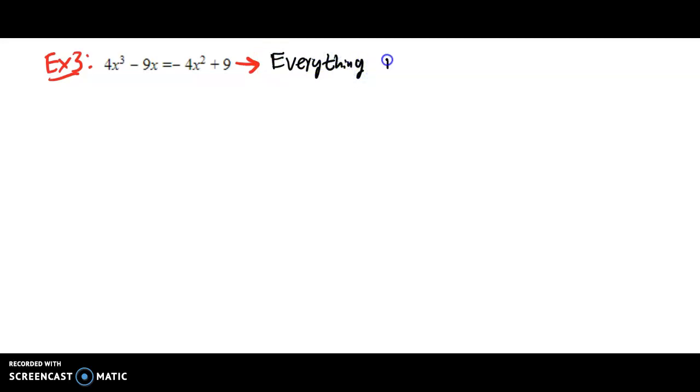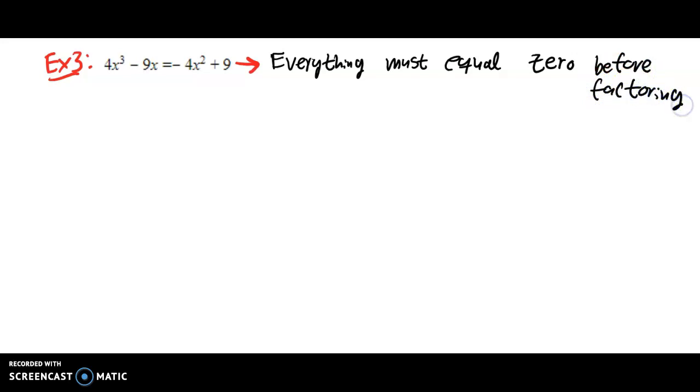Everything must equal 0 before factoring. And that's true for any factoring problem. That's always your first move if it doesn't already equal 0.